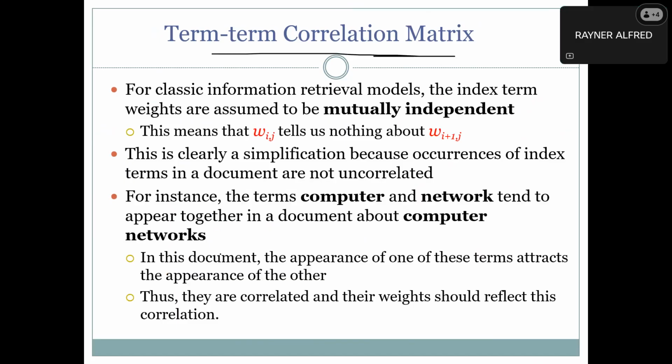So for instance, sometimes we have computer network or software engineering, and they always come together, right? So we can verify or validate this by using the term correlation matrix. So for example, in computer network, the appearance of one of these terms attracts the appearance of the other, meaning that they always come together.